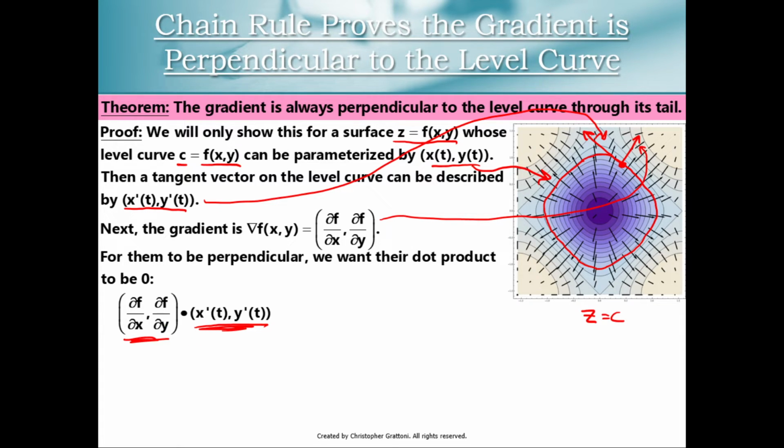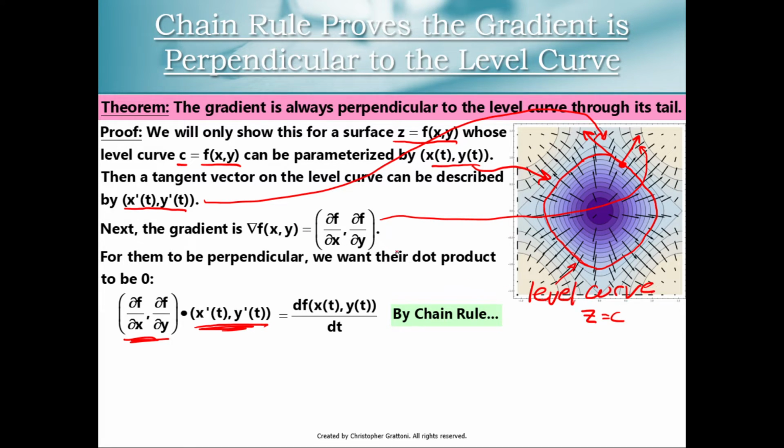But wait a minute, we just came up with this chain rule on the previous slide. So by chain rule, I know that this dot product is df dt, the change in altitude on my surface for the path I'm walking, right? df dt, the change in altitude as I walk along the path x of t, y of t. But what path am I walking? It's this red thing on the screen right here. Well, this path is a level curve.